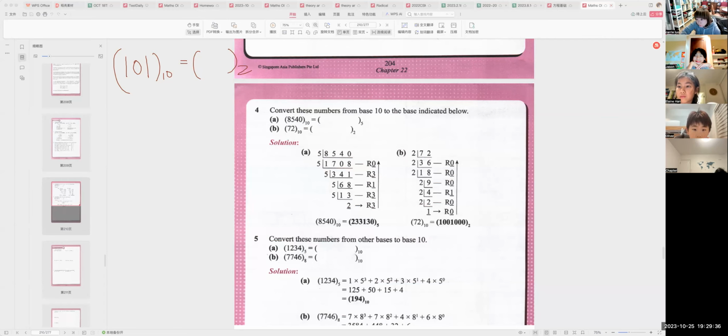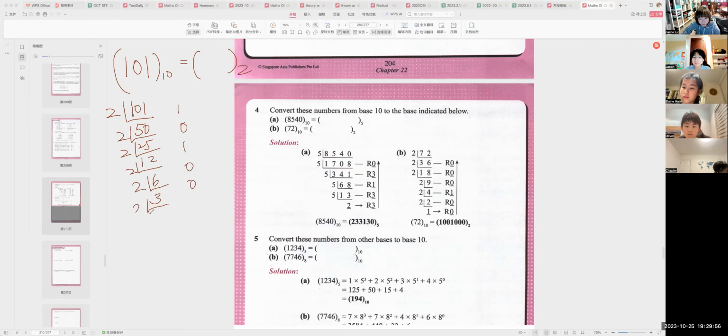Okay, so 101 divided by 2, 50, remainder 1. And 25, remainder 0. 12, remainder 1. And 6, remainder 0. And 3, remainder 0. And 1, remainder 1. Correct, everybody? So we have 1100101. Very good, Oliver.